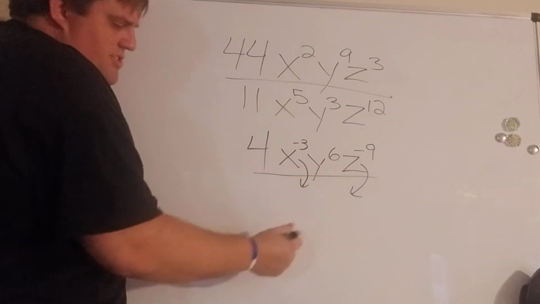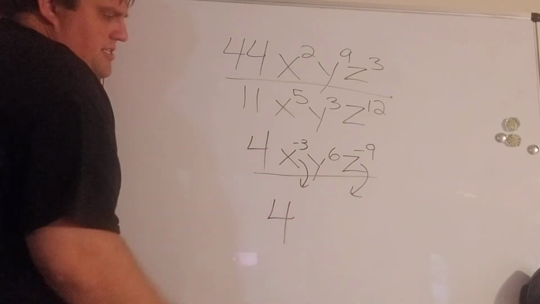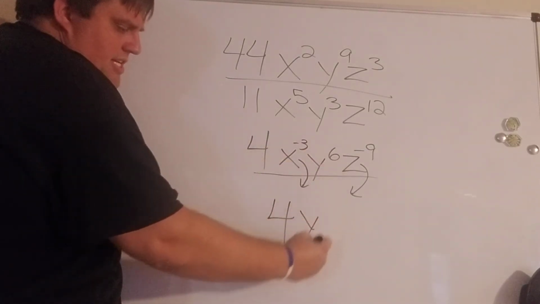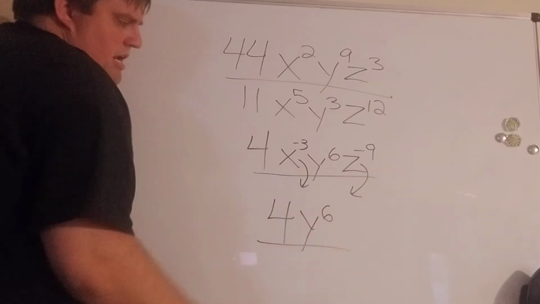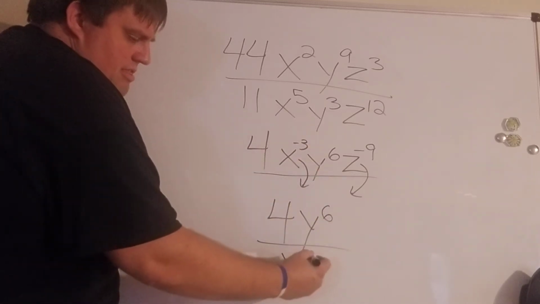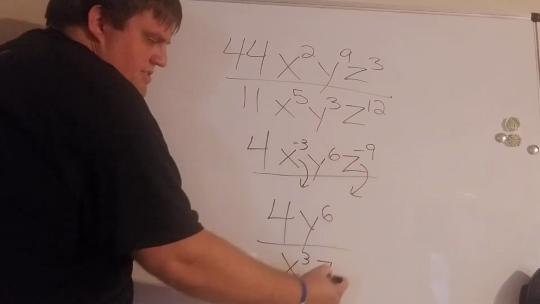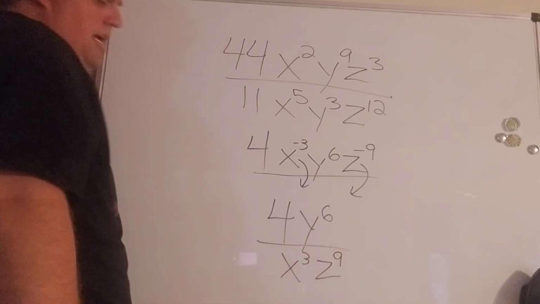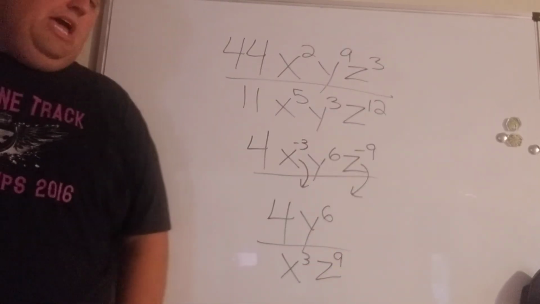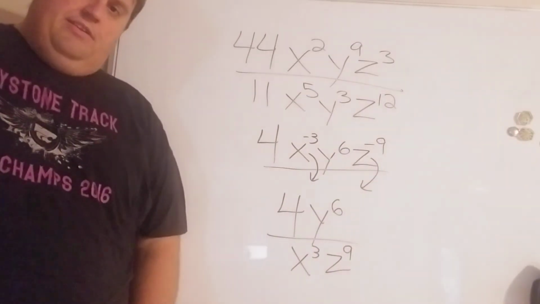So when I move these two to the bottom, I still have a 4 on top. I still have y to the 6th on top. And on the bottom, we're going to have x to the 3rd, and we're going to have z to the 9th. And that is my final answer there.